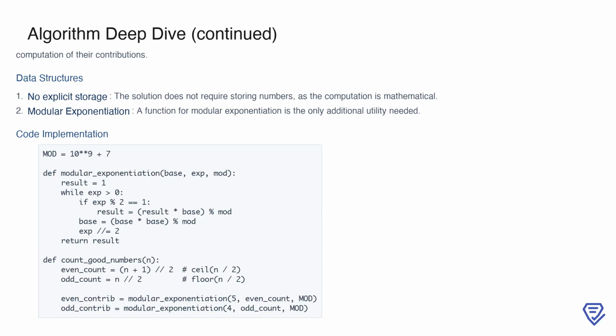This separation enables us to independently compute the contributions for each type of index. Additionally, because n can be as large as 10^15, iterating through all possible numbers would be computationally infeasible. Instead, this mathematical approach ensures scalability regardless of the size of n. Importantly, no explicit storage is required, as the solution relies solely on mathematical computation. The only additional utility needed is a modular exponentiation function, which we will implement in the code.